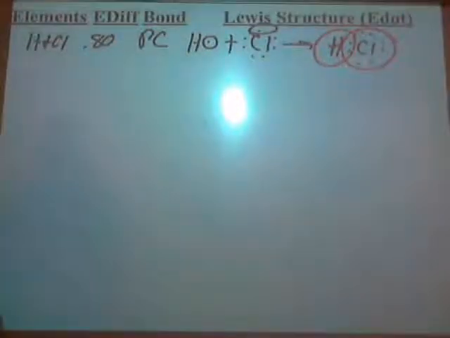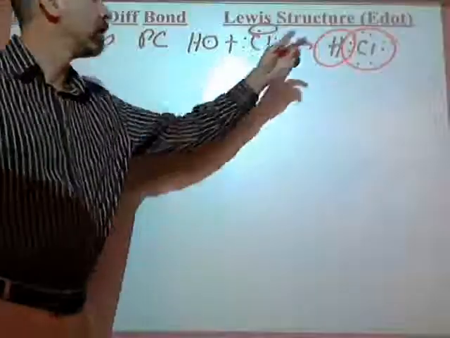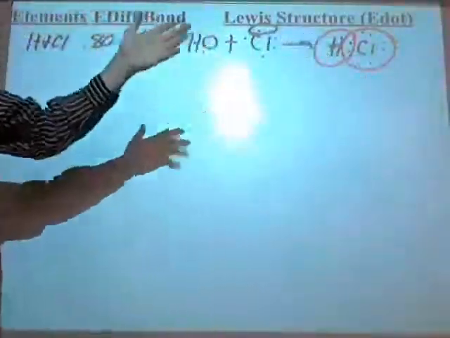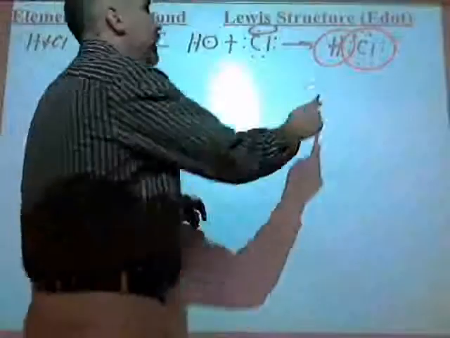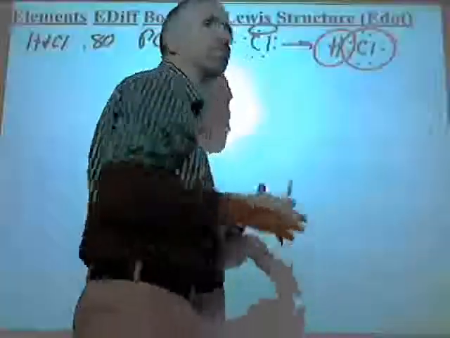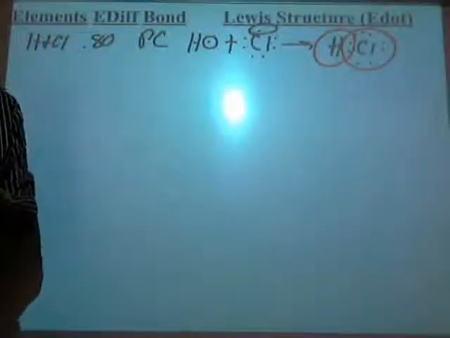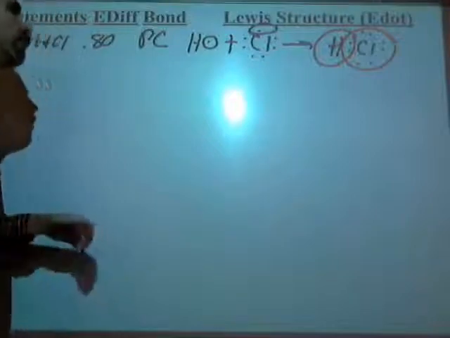What's the nearest noble gas to hydrogen? Helium. It wants to be like helium. It wants 2. And if it shares an electron with chlorine, it'll have 2. So it's happy, and chlorine's happy. Everybody's happy. Right? Okay. Let's do another one.